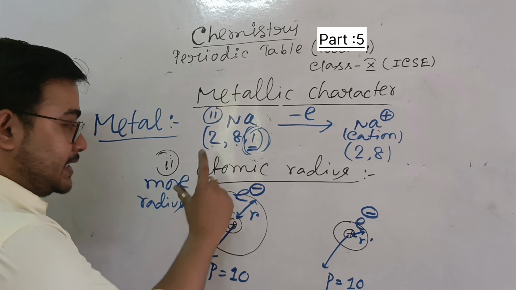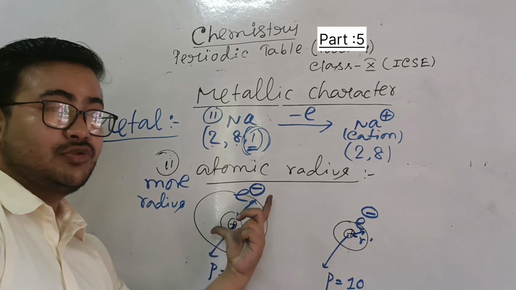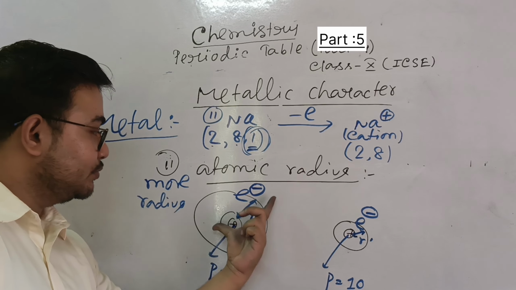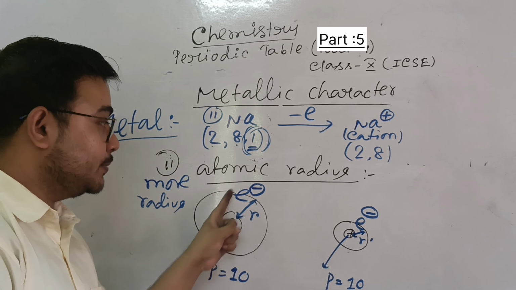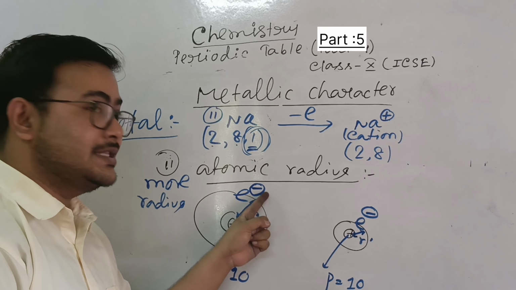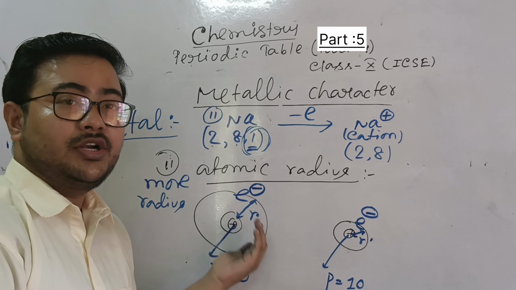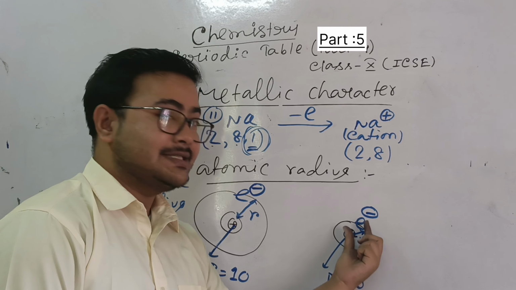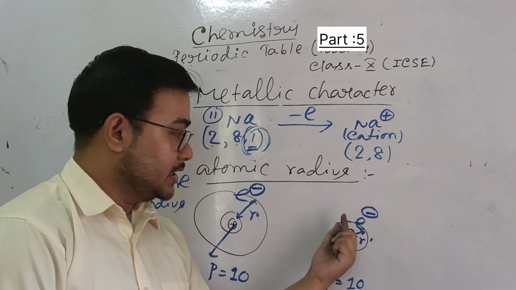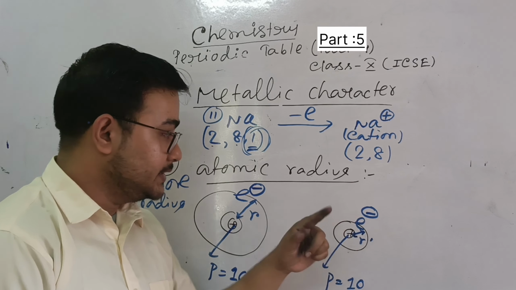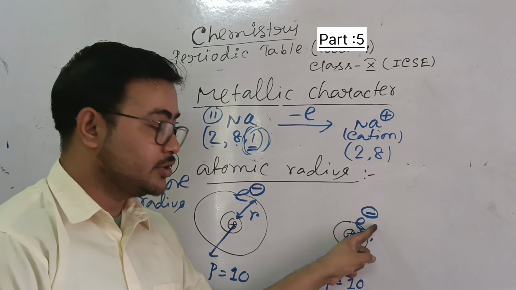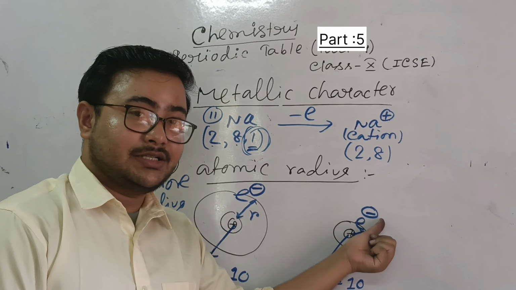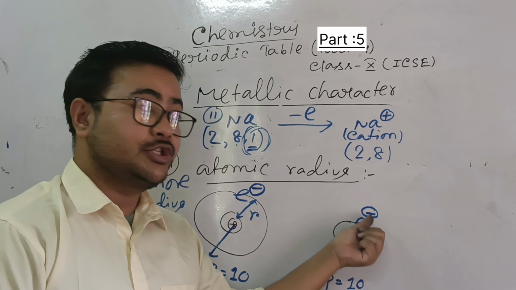Since here the distance is more, like magnet and iron, the nucleus cannot pull or attract the outermost electron with strong nuclear force. But here, since the atomic distance, the distance between the nucleus and the outermost electron, is less, the nucleus easily attracts the outermost electron with strong force.